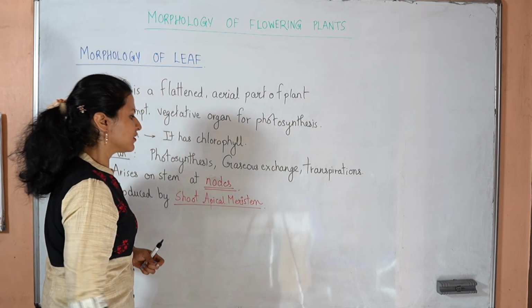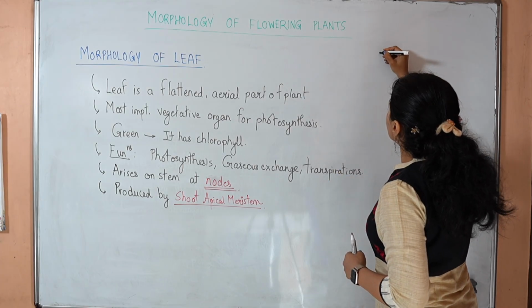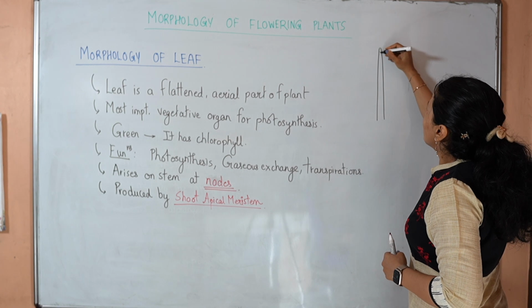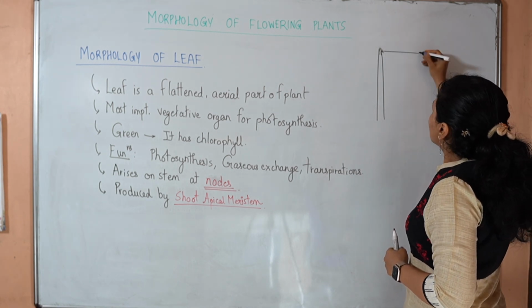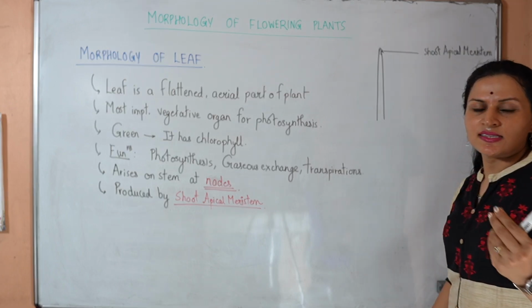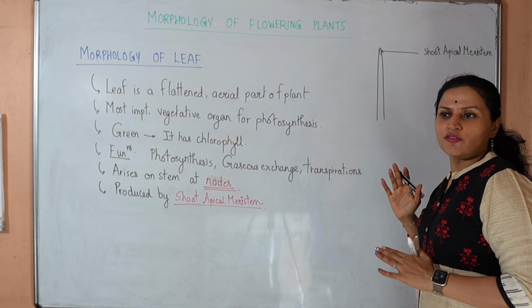How does the shoot apical meristem produce these leaves? Let us have a look at the shoot apical meristem. Where will the shoot apical meristem be present? It will be present right at the tip of the shoot, right here. This is called the shoot apical meristem. It will comprise meristematic cells, rapidly dividing cells, which will keep on increasing the length of this plant.